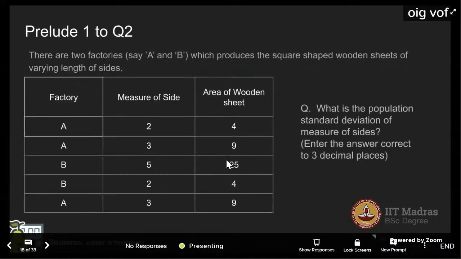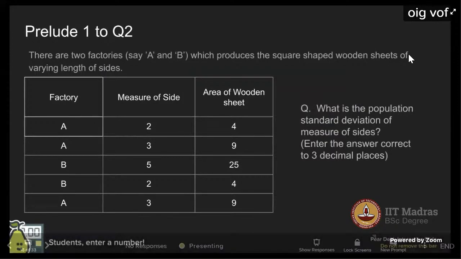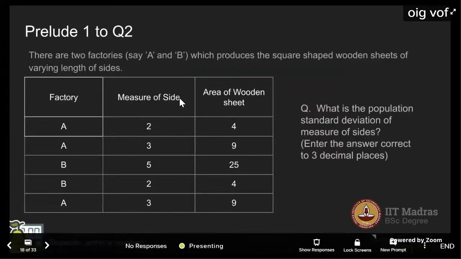Okay, now next, we move to some calculation part. So this is the data. There are 2 factories A and B. They produce square-shaped wooden sheets of different measure of sides, and the area of the wooden sheet is also given. You have to calculate the population standard deviation of the measure of sides, which is this second column. And I've also mentioned to enter the answer correct to 3 decimal places. So just try to put it in 3 decimal places only.